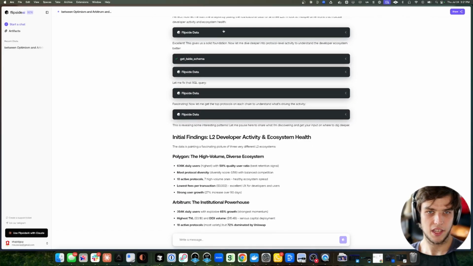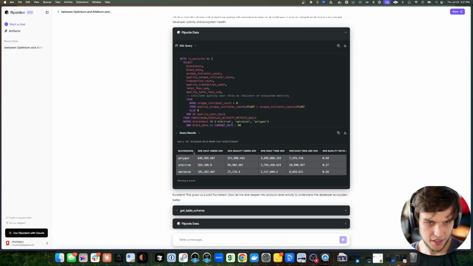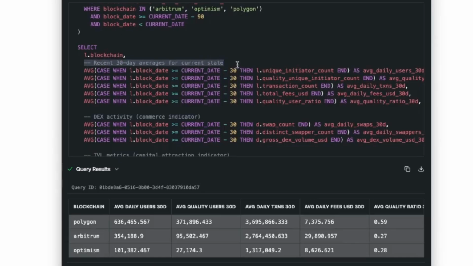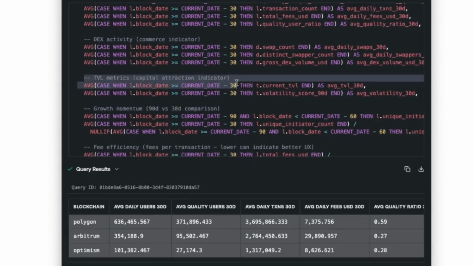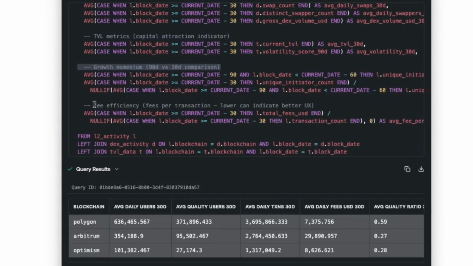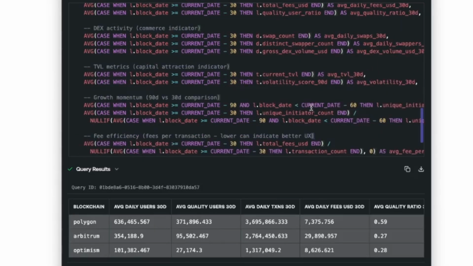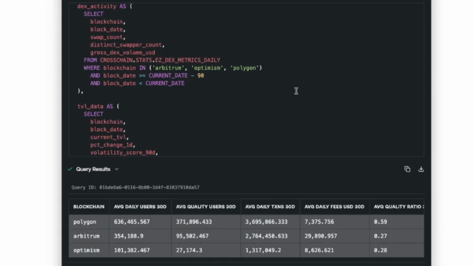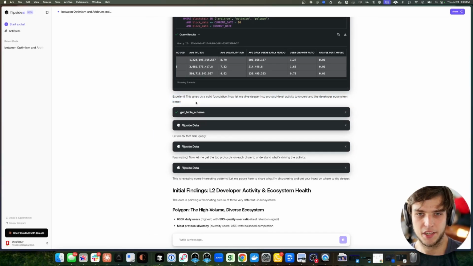Excellent. This gives us a solid foundation. Well, what was the foundation? Recent 30-day averages for current state, DEX activity, TVL metrics, growth momentum, fee efficiency. So lower fee efficiency can indicate better. You could extrapolate lower fees over a given interface or pool suggests that it is an efficient or well-made one. Now let me dive deeper into protocol level activity to understand the developer ecosystem better.